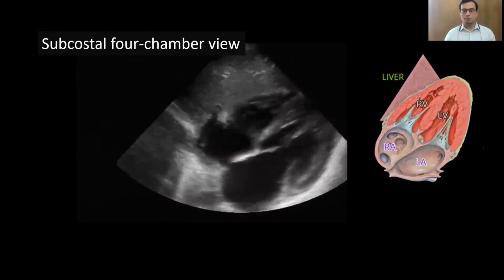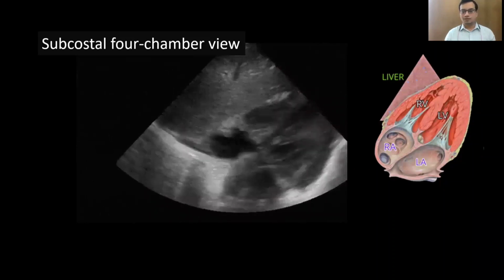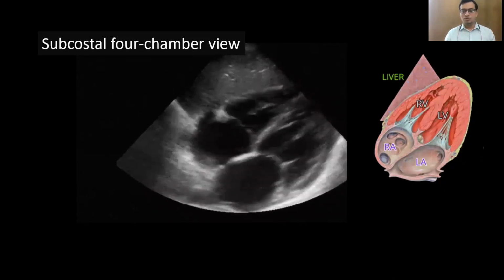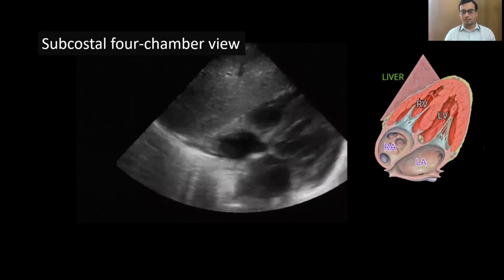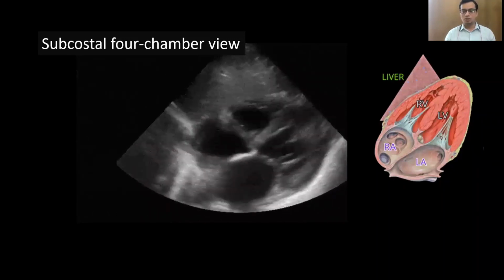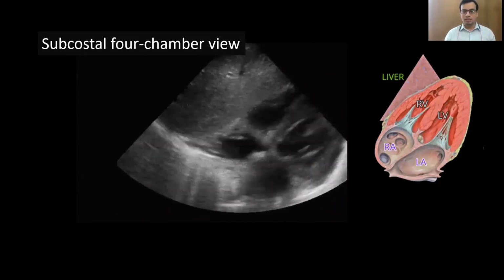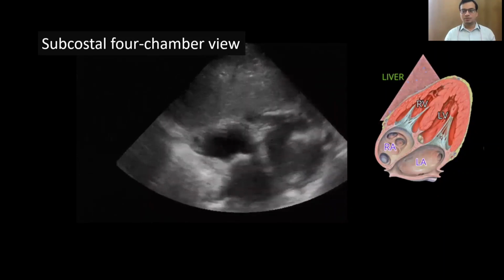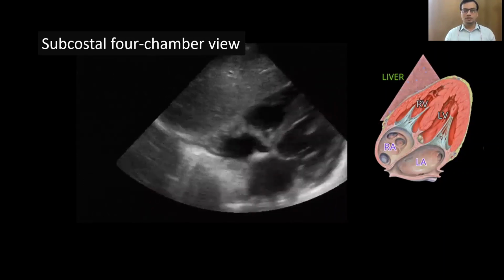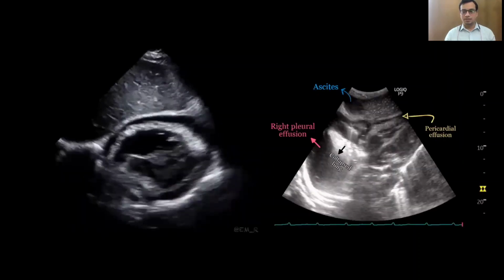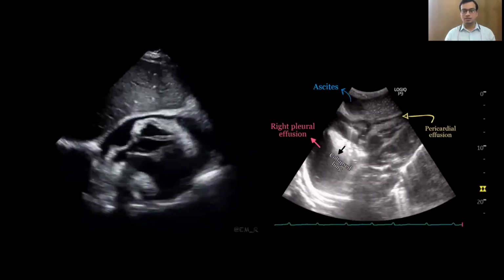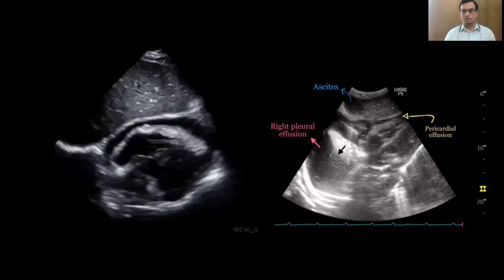This is the view you will obtain when the marker is to the left side. It looks very similar to the apical 4-chamber view, with the difference that the apex is more to the left and the septum is oblique, and the right heart chambers are in the near field right below the liver. So you would see the liver in this window. Besides, this view is ideal to visualize pericardial effusion, which is often found adjacent to the right heart.